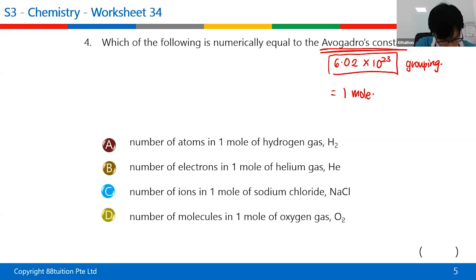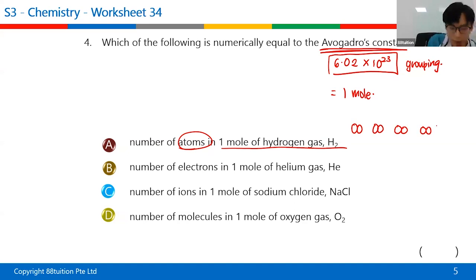Anyone want to guess? Or maybe I start going through. I will start from A first. The number of atoms in 1 mole of hydrogen gas. This is 1 mole of H2, so in fact I have 2 moles of hydrogen atoms, because each molecule can be split into 2 atoms.